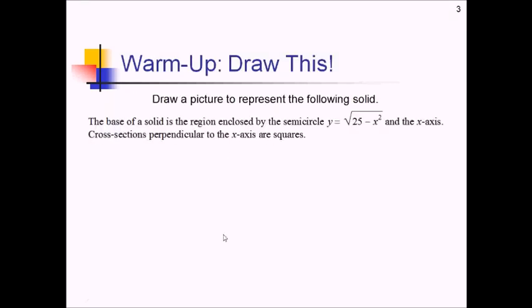For our warm-up, we're going to try to visualize what's going on in one of these problems. So let's say we have the base of the solid as a region enclosed by the semicircle given here and the x-axis. So here I'm going to just give you the straight-up graph of this thing. Your job, based off the fact that the cross-sections perpendicular to the x-axis are squares, is to draw this situation out, draw the solid. All right, let's see how that went for you.